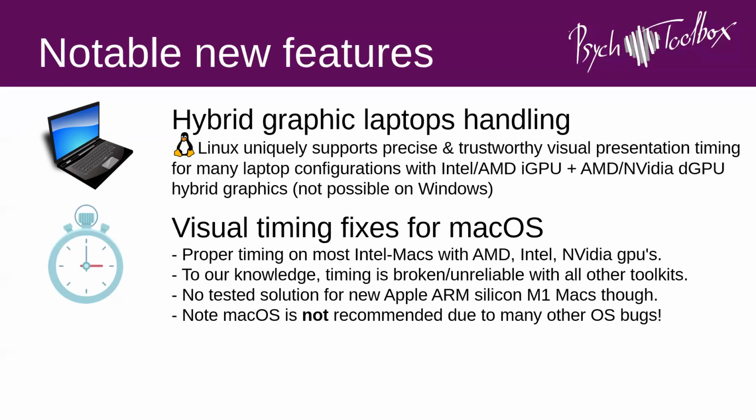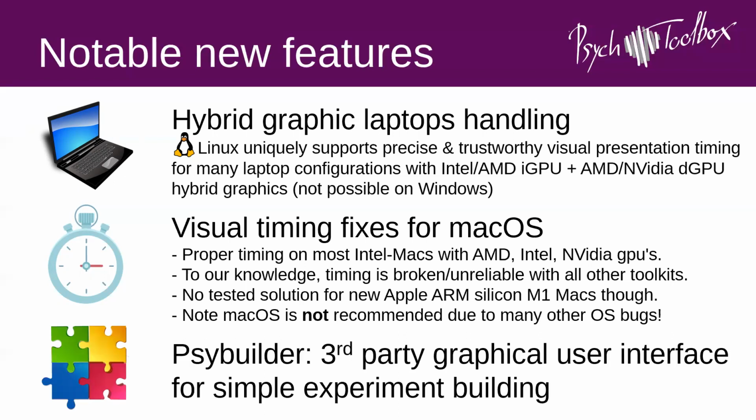There are some visual timing fixes for macOS. This allows proper timing on most Intel Macs with AMD, Intel, and NVIDIA GPUs. There's unfortunately, though, no solution at present for the new Apple M1 Macs. These have a lot of changes in the hardware, which causes difficulties. And in general, macOS isn't recommended at present due to many operating system bugs. Generally, you want to be using Linux to have the best features and the best of everything.